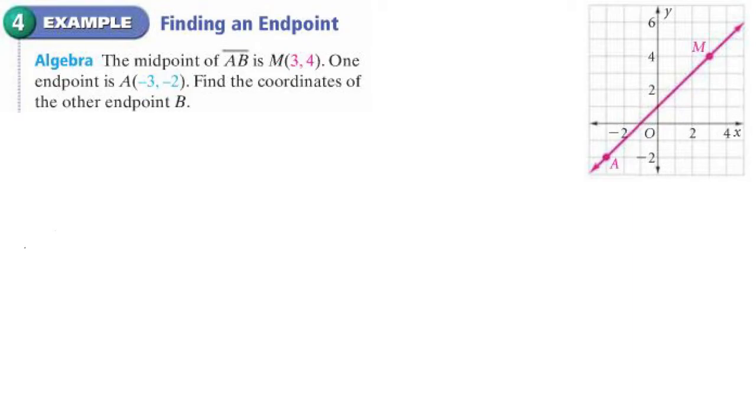Pause the video and try this example on your own. Now, in this example, if we read what we are given, we have the midpoint of segment AB, M, is 3, 4. The other endpoint A is negative 3, negative 2. What are the coordinates of the other endpoint B? So I have A is at negative 3, negative 2. My midpoint is at 3, 4.